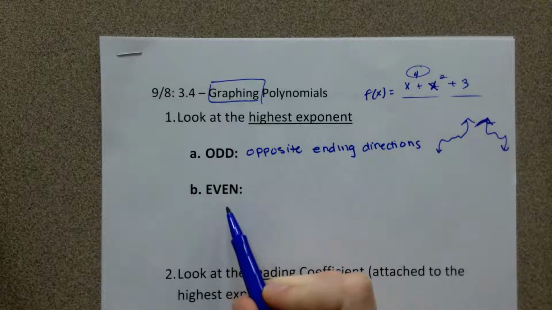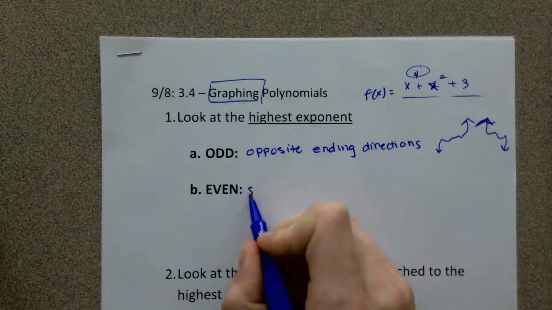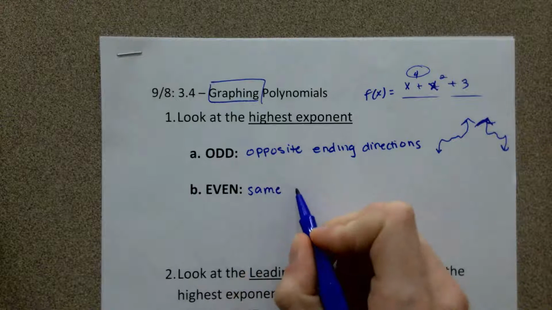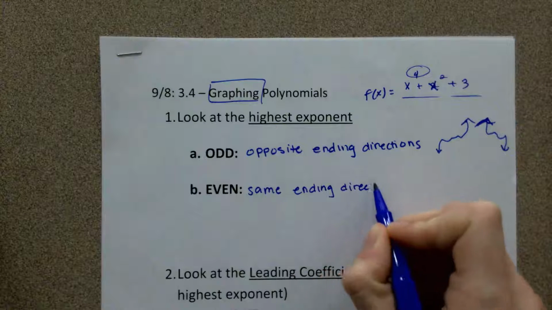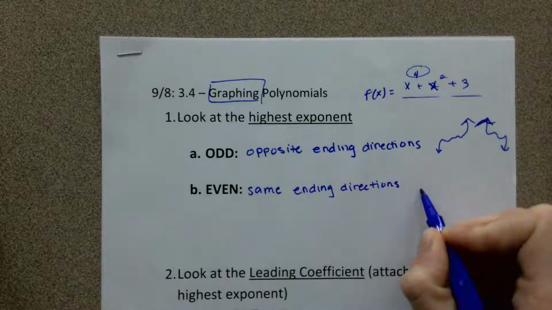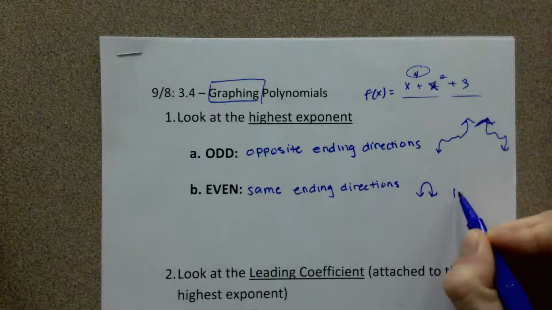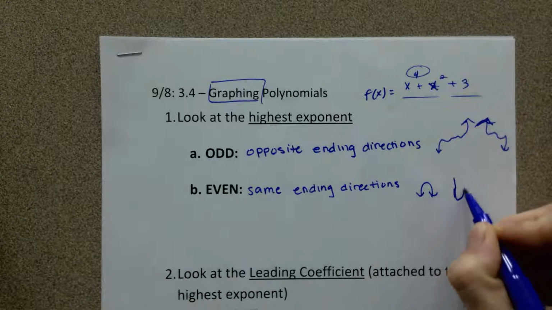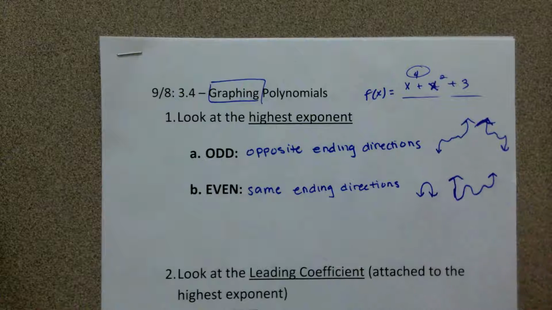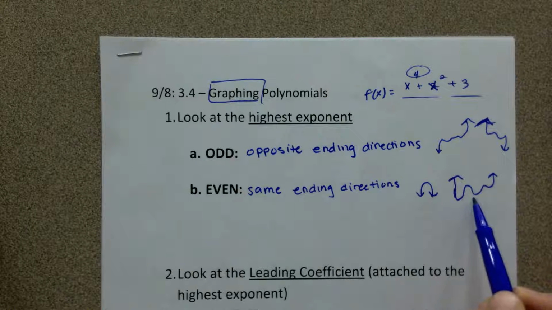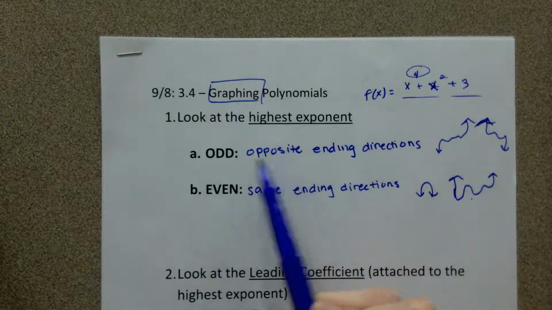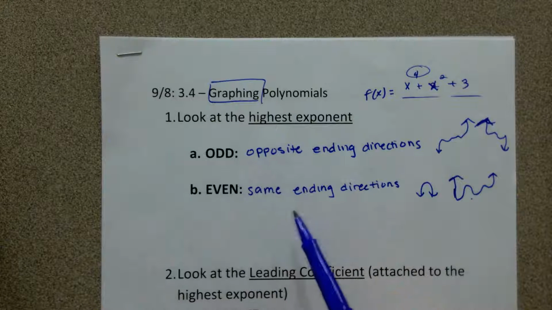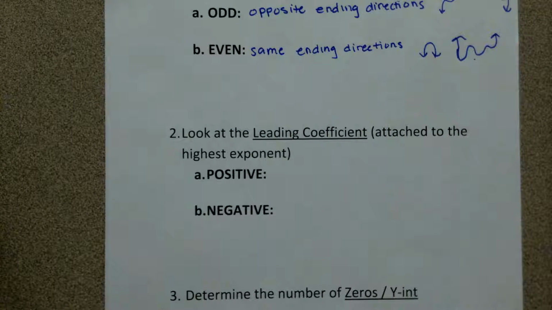If our highest exponent is even, then they're going to be going in the same ending directions. So they're either both going to be going down, or they're both going to be going up, and it can look like anything in the middle. Okay, so our highest exponent, odd, opposite. Odd, opposite. They both have O. Even, same.